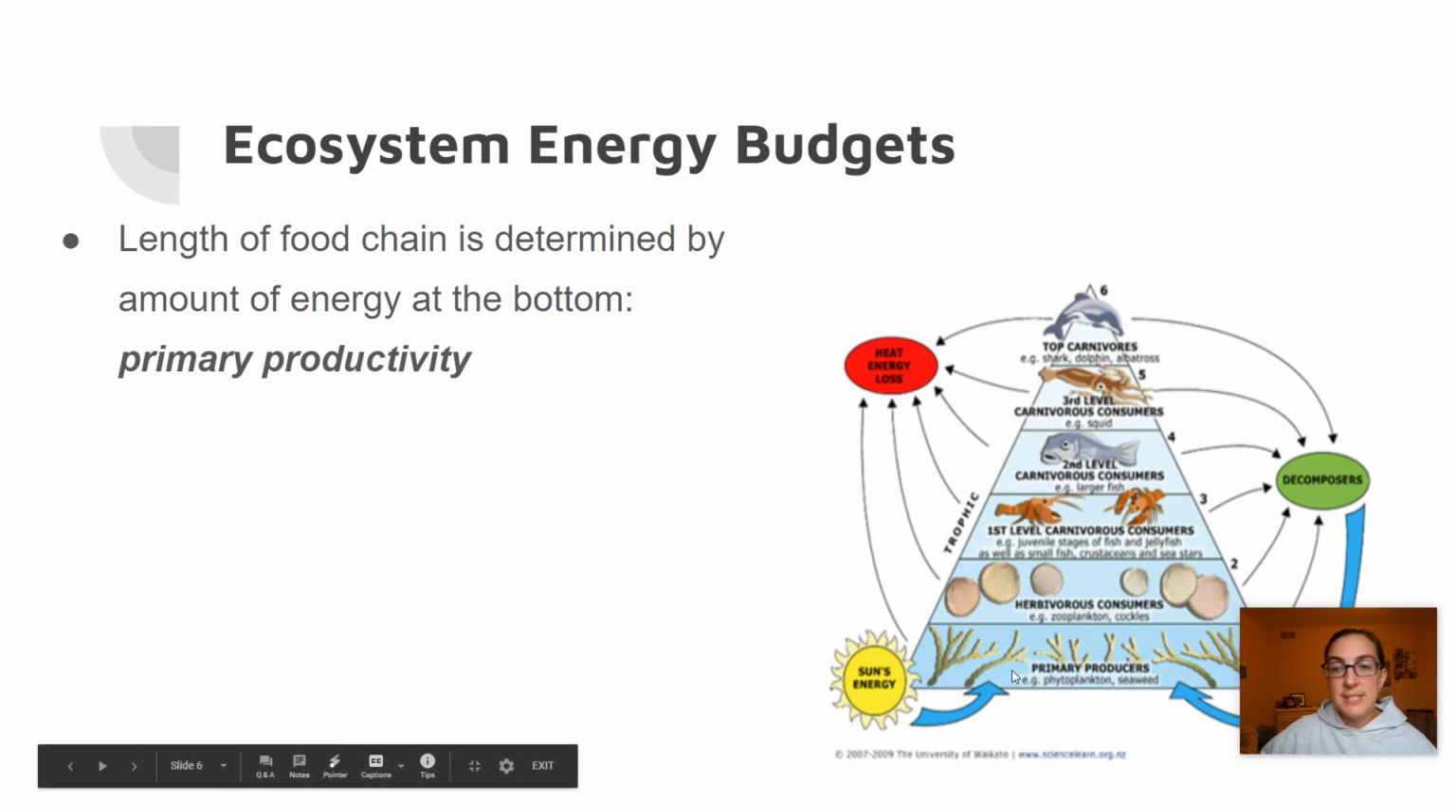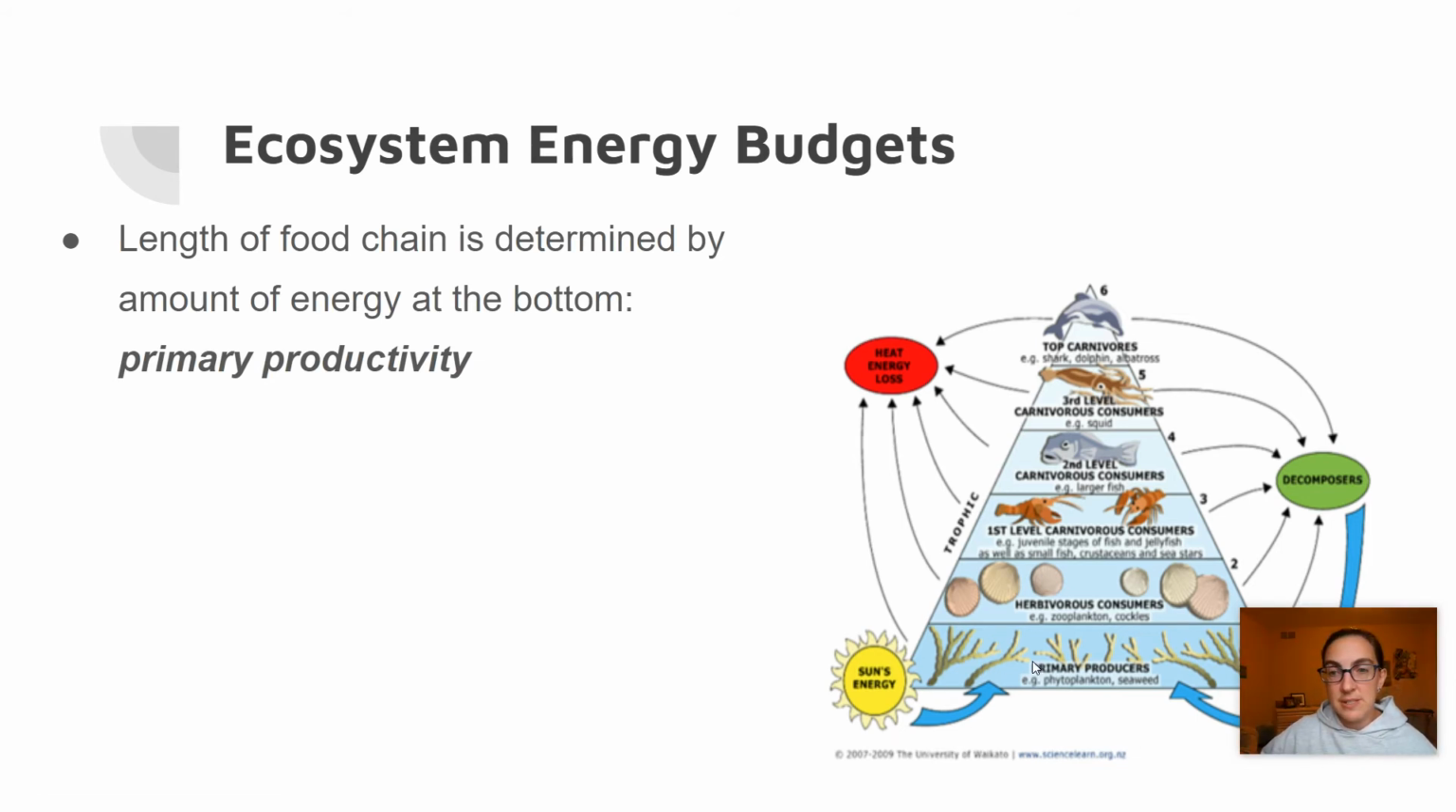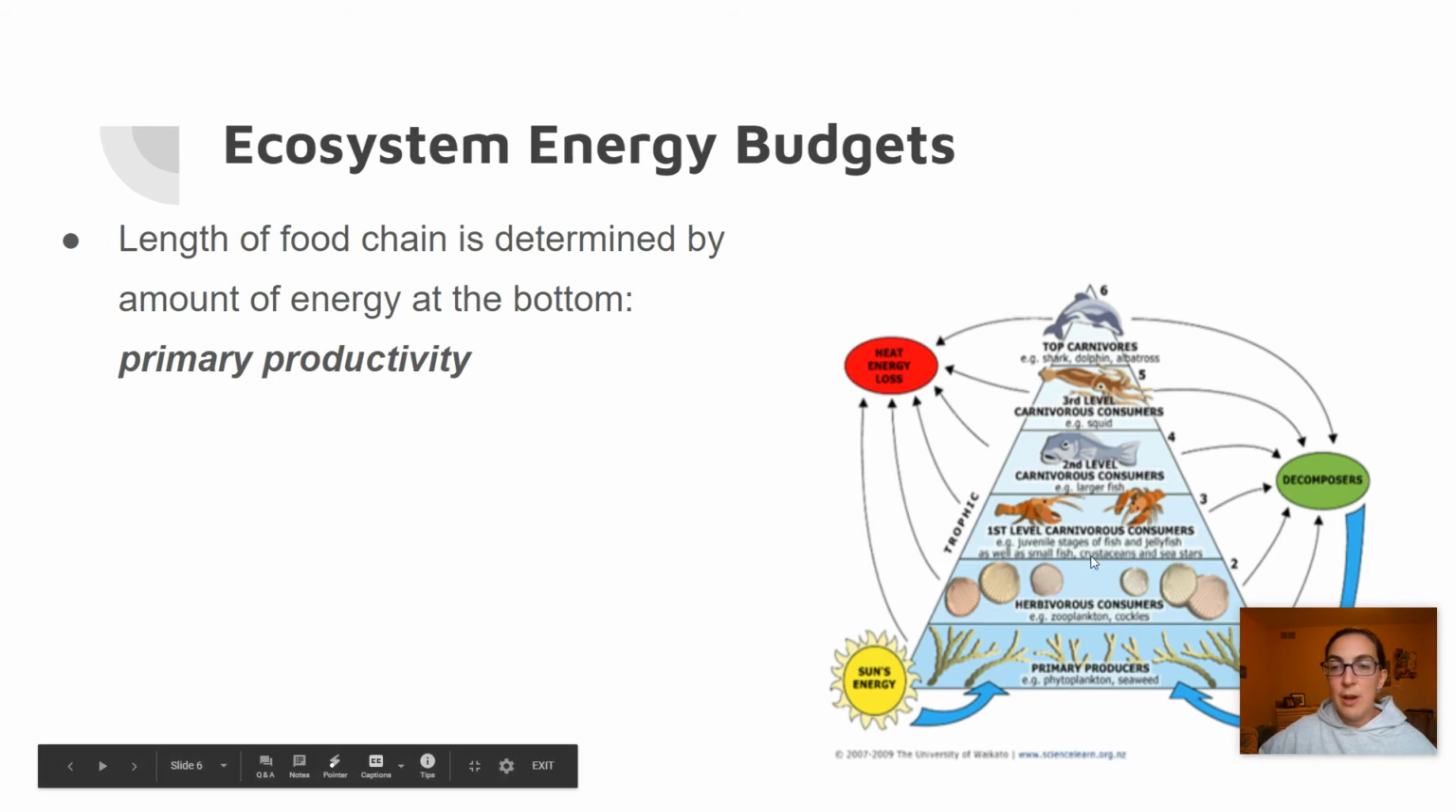And that energy is set right at the bottom of the pyramid. That's called the primary productivity of an ecosystem. And that determines how many consumers there can be further up this food chain.